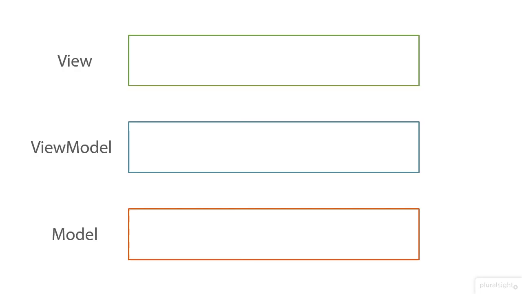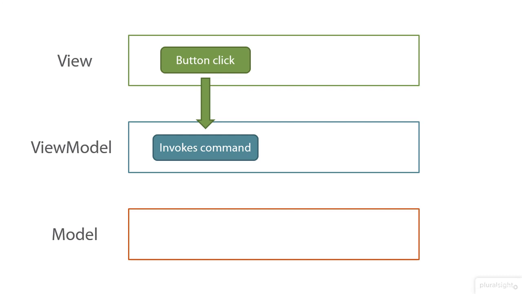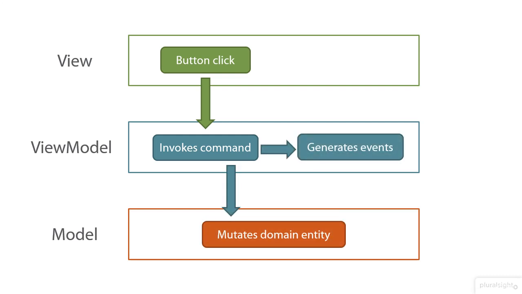The two main elements that enable smooth communication between views and view models are commands and events. They both reside in view models. So when a user interacts with the interface, for example, clicks on a button, the view invokes a command in the view model. The view model in turn mutates the domain model and propagates the changes back to the view in the form of events. The view reacts to these events by updating the UI.